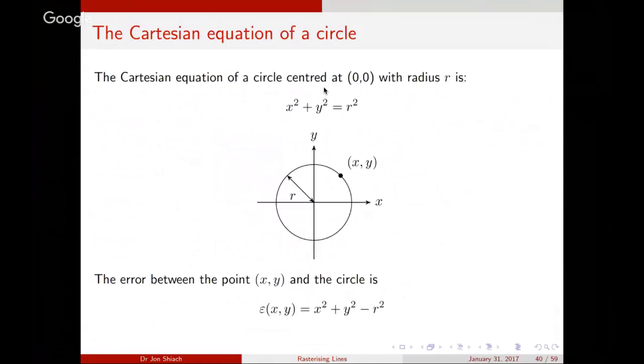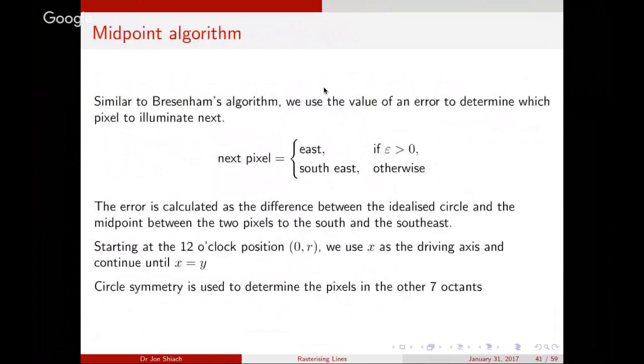So what we say is we define that the error between any point x, y and our circle is, just rearrange this, okay, we get x squared plus y squared minus r squared. So a point bang on the circle would have an error of 0, and so if we subtract r squared from both sides, we get an error of 0. A point somewhere off the circle is going to have an error, that's either going to be positive or negative. So this is very similar to Bresenham's algorithm.